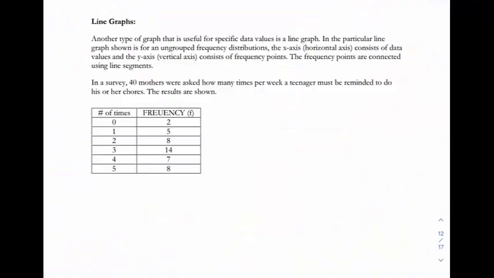This is section 2.3, graphs for quantitative data. Next example, we're going to look at line graphs. These are pretty easy to make. The ones a little more difficult would be the frequency polygon I'm going to do in the next few videos.